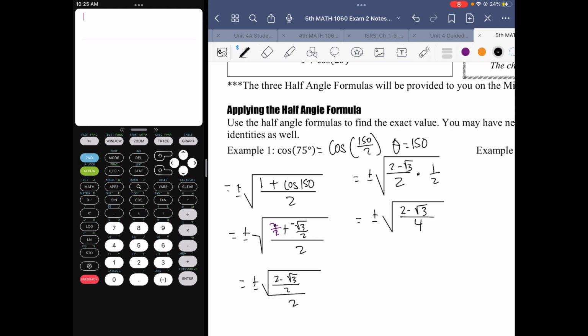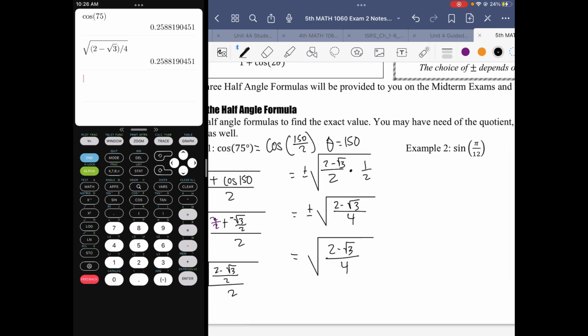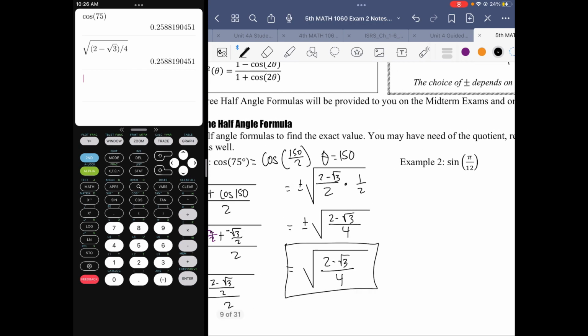So keep in mind where cosine of 75 actually is on the unit circle. 75 is here, so that means that everything should be positive. All functions should be positive. So this is going to be the positive square root of 2 minus the square root of 3 over 4. Okay, so let's double check our answer in our calculator. That is what the cosine of 75 equals. And then we want to check that that is the same as what we got. Sure enough, it is. So this is our correct answer. And there you have it.